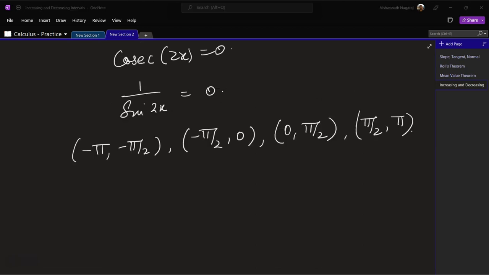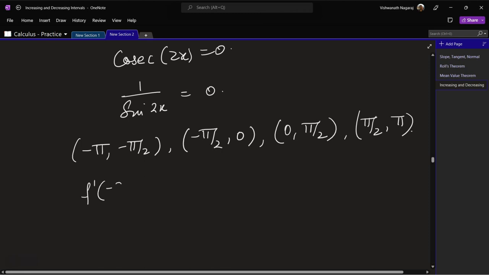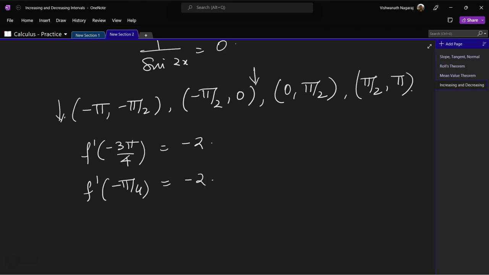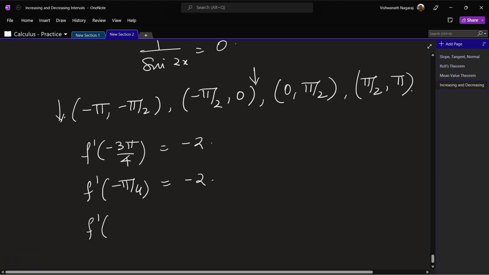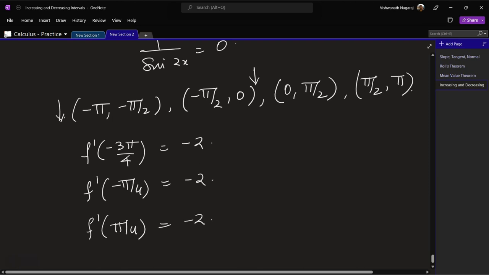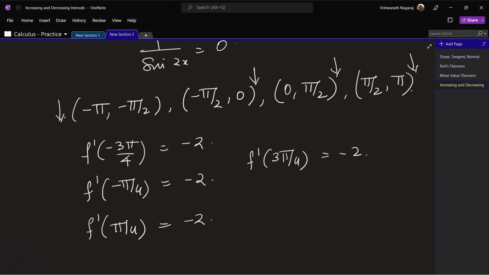Let's look at this interval, the first interval. Let's take minus 3 pi by 4. This will give us minus 2. So that means this is descending. F prime of minus pi by 4 is equal to again minus 2. So it is descending here also. F prime of, let's take pi by 4 now, which again gives us minus 2. So it is descending here also. And finally f prime of 3 pi by 4 is also minus 2. So here also it is descending, and it is descending throughout with the same slope.